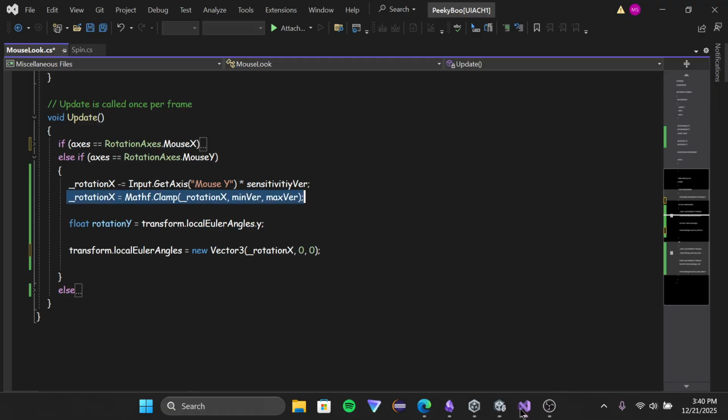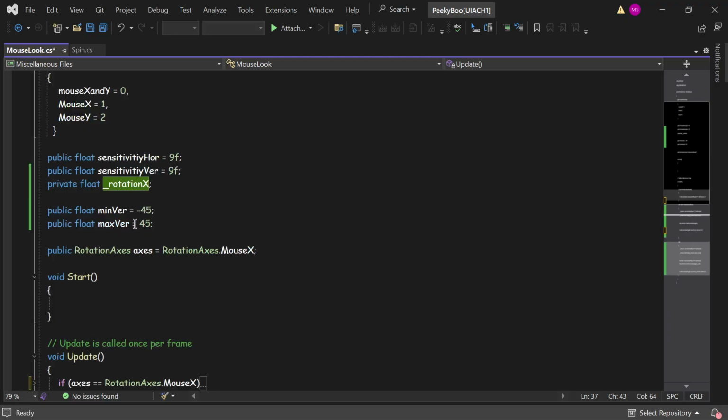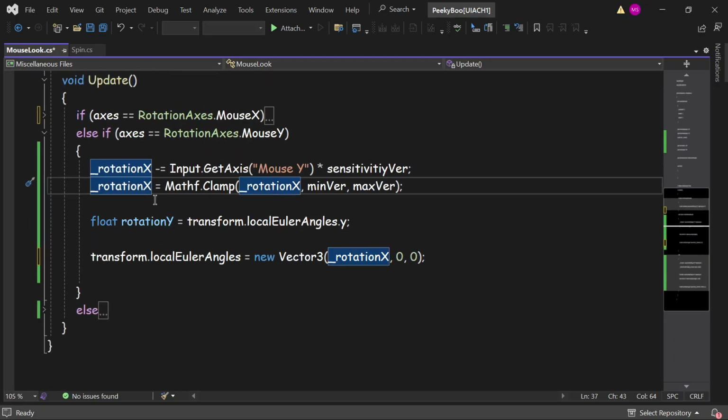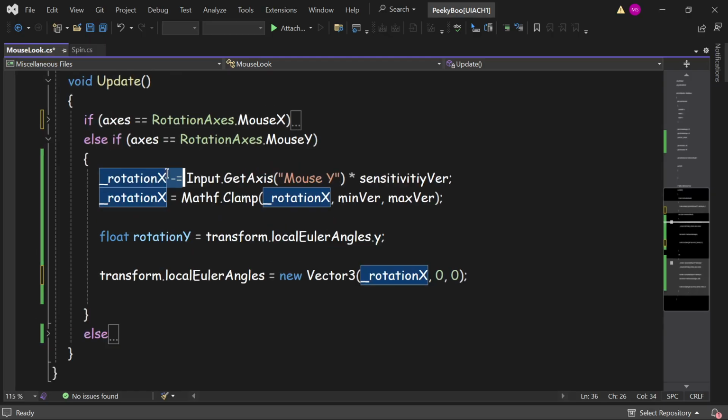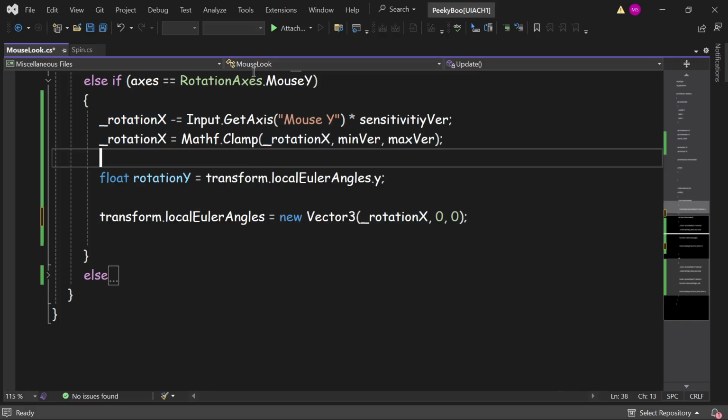So that's the whole intention here, to make sure that rotation X, when it is initiating a vertical tilting, isn't going to such a degree. It's only going to these values, either 45 or negative 45. Also, the reason why this result is negative is because Unity has inverted controls. So we're inverting the inverted controls, just to keep it normal, so we can actually look up and not look down.